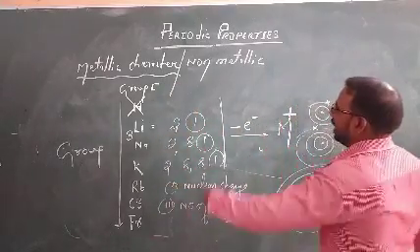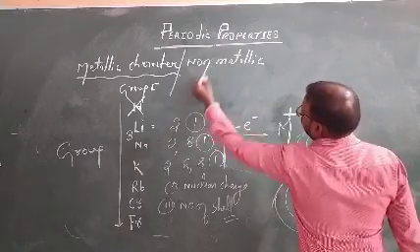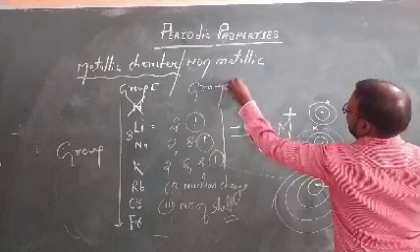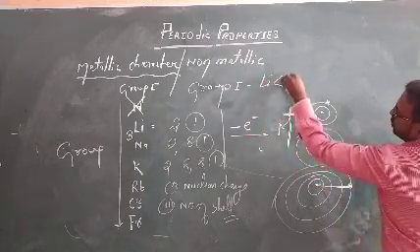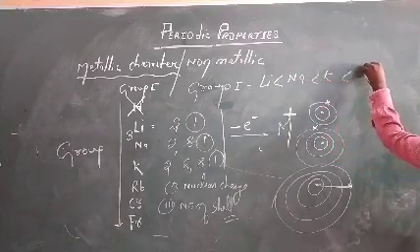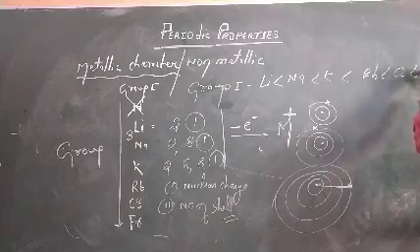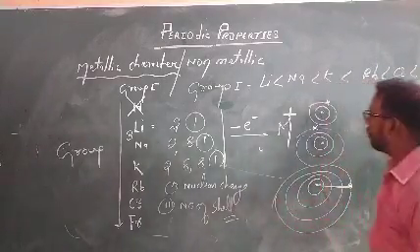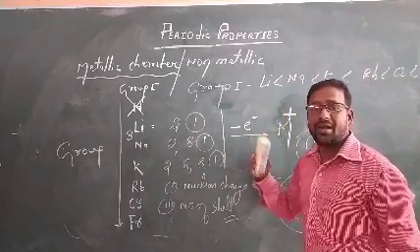And you can write the increasing order of metallic character in the group first: lithium, sodium, potassium, rubidium, cesium and francium. Which one has more metallic character? Francium, and the least is lithium, because of attractions.